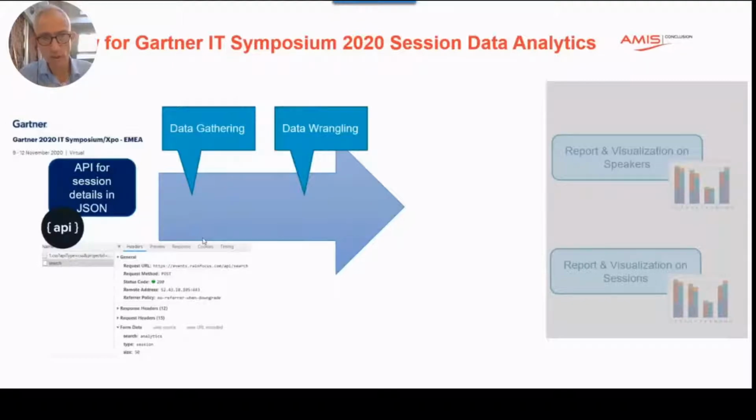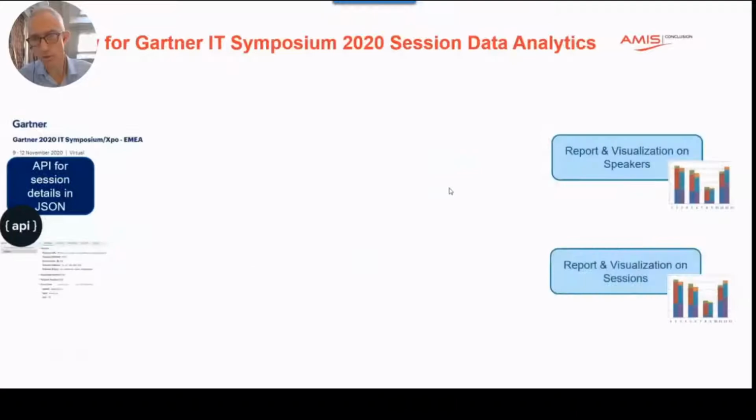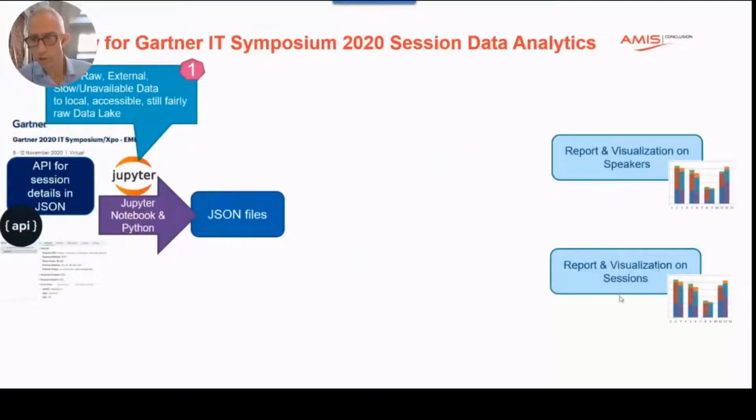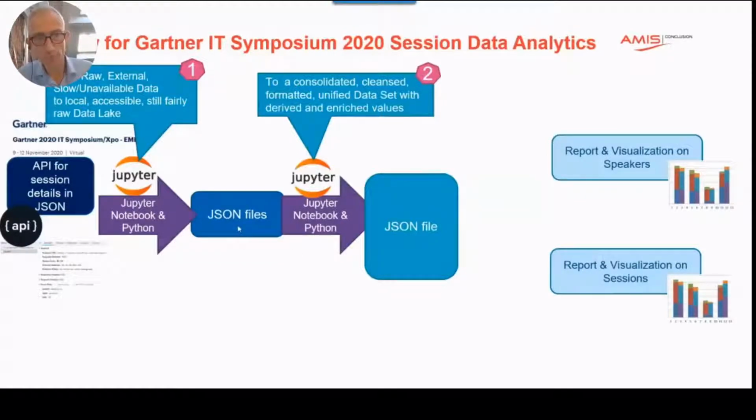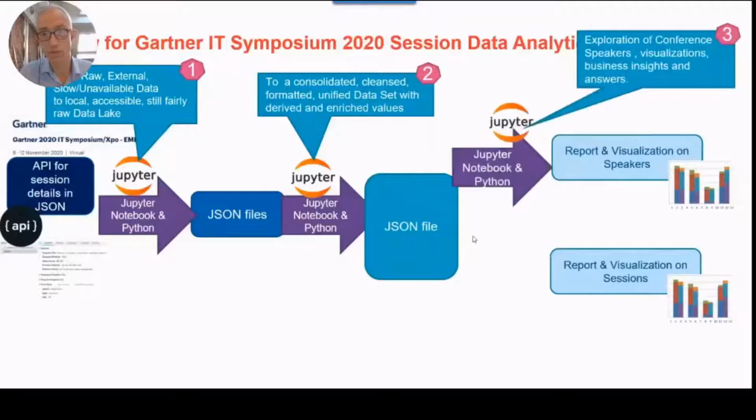So I have this data gathering stage. That's my first notebook. I have my data wrangling stage. That's my second notebook. And once the data is in a good enough shape, I can start doing business intelligence. I will have two avenues of doing business intelligence: one is on sessions and one is on speakers. So again, I'm going to use a Jupyter Notebook for gathering the data and storing it locally, a second notebook for wrangling the data and making it suitable for business intelligence, and then a third notebook for the speaker evaluation, visualization, and reporting.